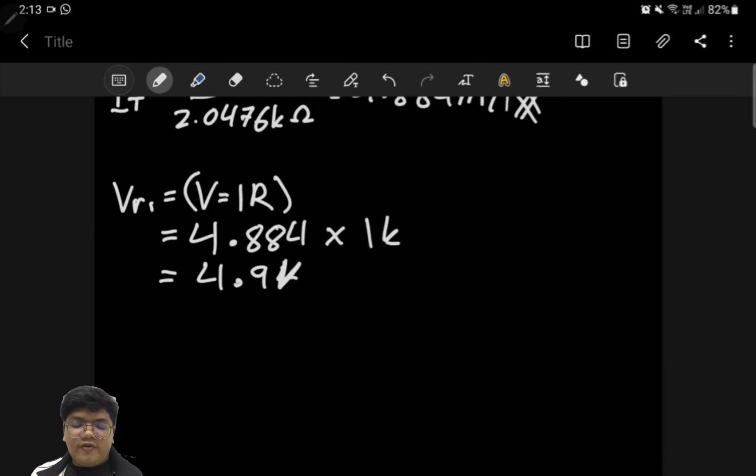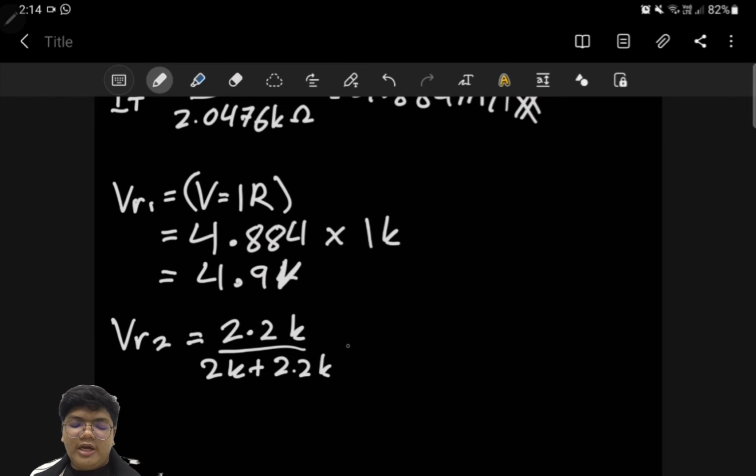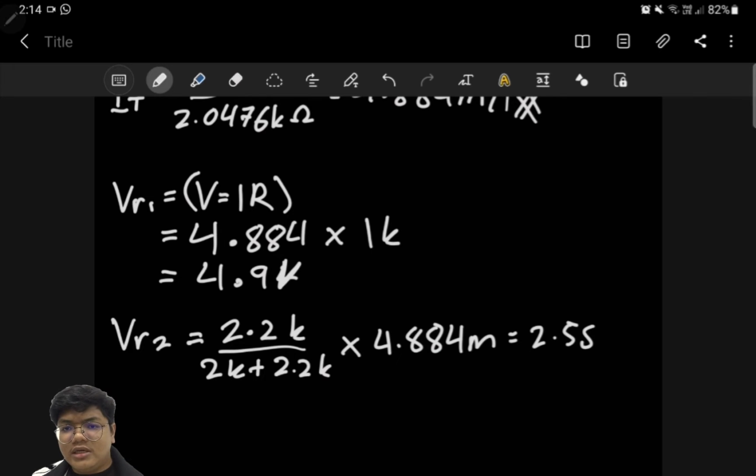Next, we need to find the voltage at R2. But before that, we need to find the current flowing through resistor 2, which can be done by using the current divider rule, which is 2.2K divided by 2K plus 2.2K times 4.884 milliampere I total, which is 2.5583 milliampere. But sir, why do we use 2.2K?